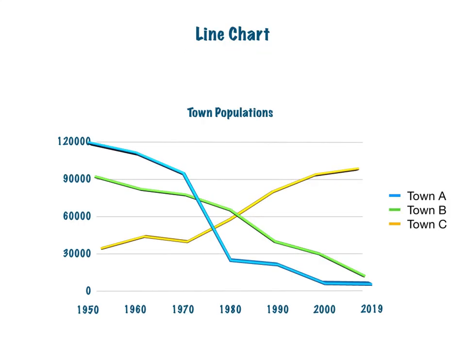Another kind of visualization is the line chart. In this example, we have 3 lines showing 3 towns' populations over a span of decades. Line charts are useful for when you want to show growth over time. With a line chart, you can clearly see if an independent variable's value went up over time or went down over time. And you can also see how fast it went down over time or how fast it went up over time.